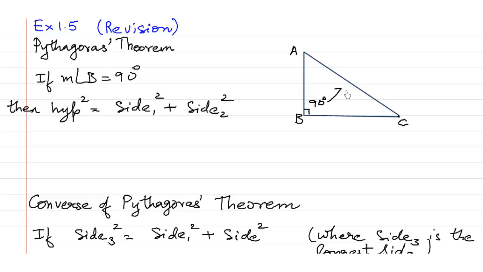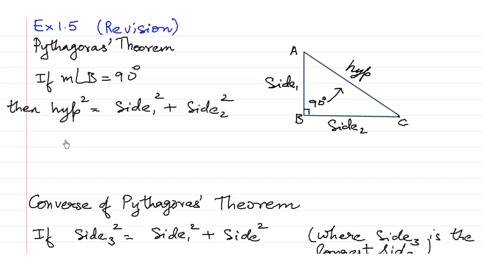Then, the side opposite to 90 degrees is called the hypotenuse. And hypotenuse is also the longest side of the right angle triangle. Suppose if we say that AB is the first side, side 1, and BC is the second side, side 2, then the Pythagoras theorem says that hypotenuse square is equal to side 1 square plus side 2 square.